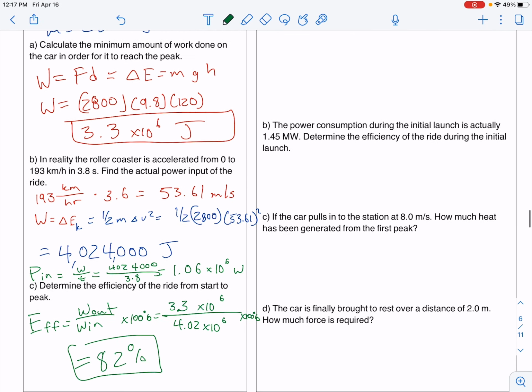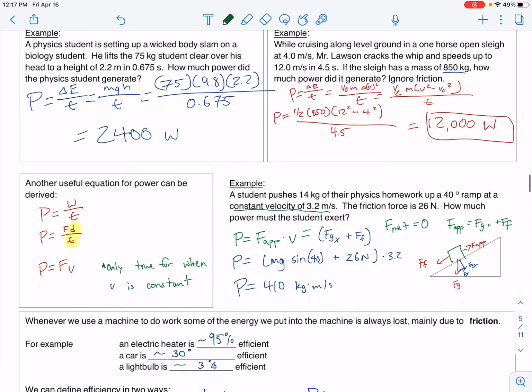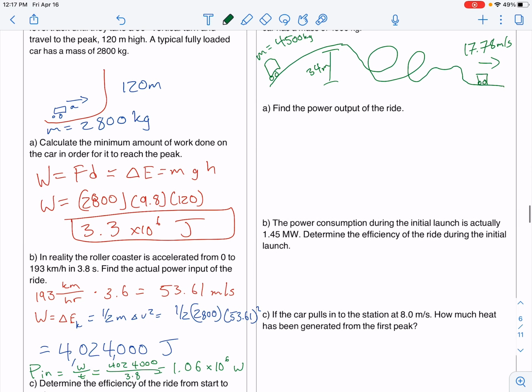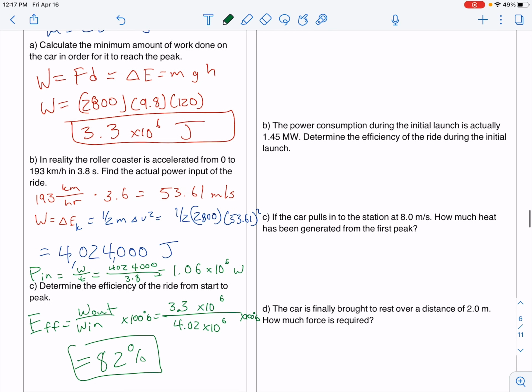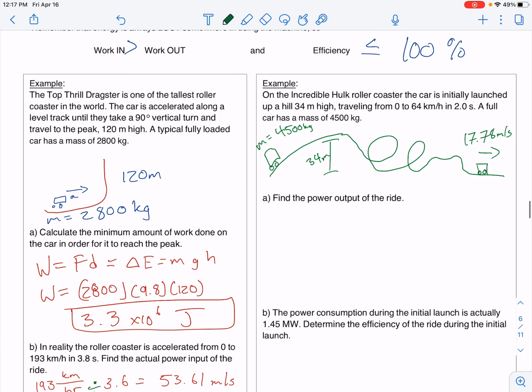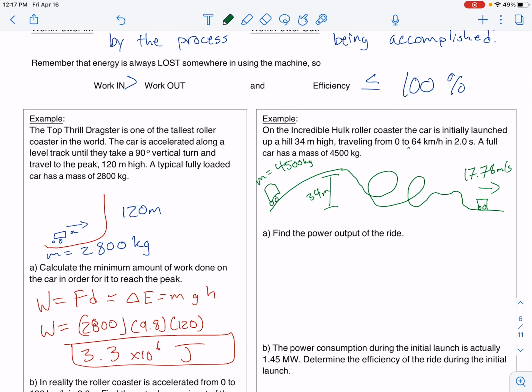I feel like I did something. Sorry, I realized I made a calculation error somewhere. Actually, I did it right, I just mentioned something wrong. To convert from kilometers per hour to meters per second, it's not multiplying by 3.6. It's dividing. So just keep that in mind. 64 kilometers per hour divided by 3.6 gives meters per second. All right, that's where I'm getting this.